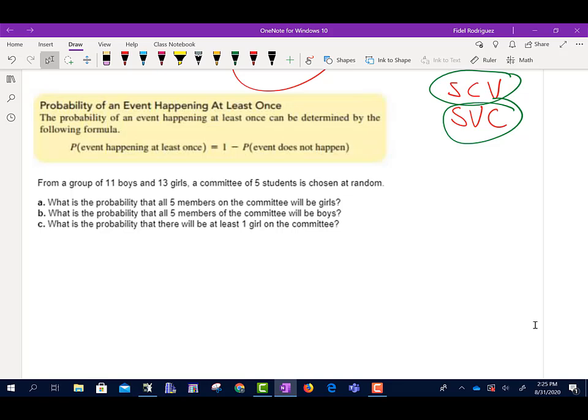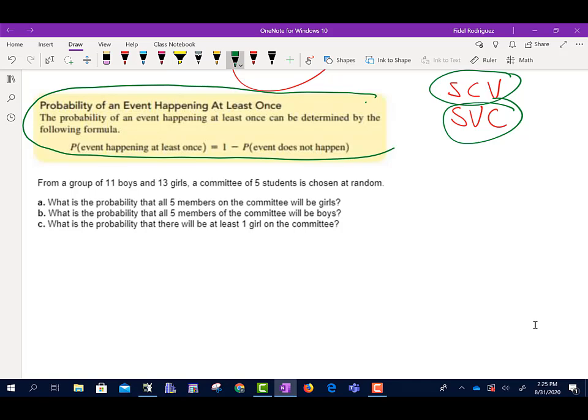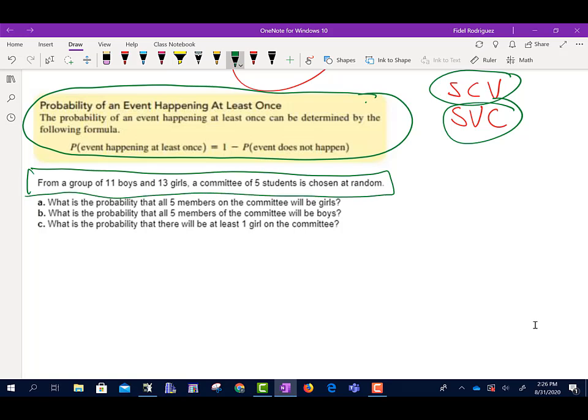So we have another little formula here, and it says the probability of an event happening at least once is going to be 1 minus the probability that it doesn't happen. Okay, so we're going to think about probability here. It says, from a group of 11 boys and 13 girls, a committee of 5 students is chosen at random. Before I even read part A, I want to think about this piece right here. So how many kids do we have total?